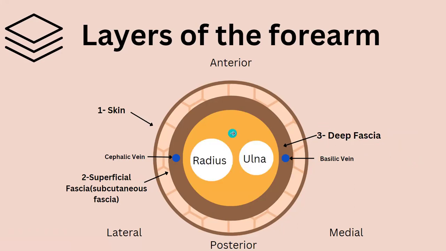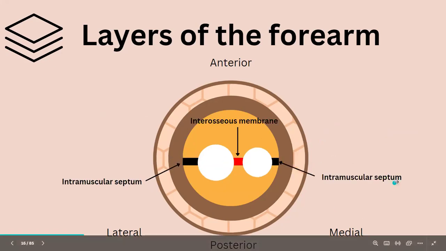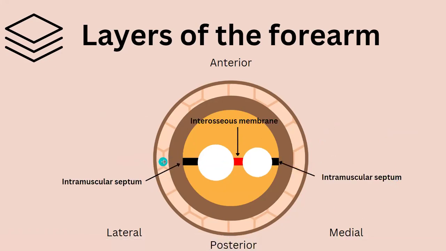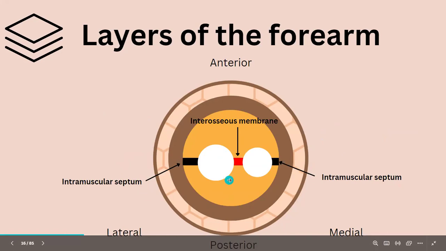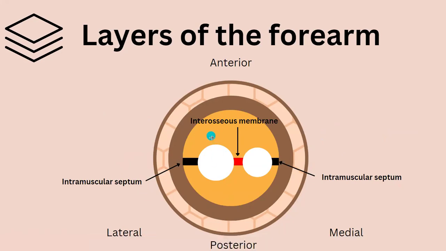Now, we've already discussed this. You have two bones in your forearm. You have the medial bone, which is the ulna, and you have the lateral bone, which is the radius. Now, there's like a small partition differentiating between the two compartments of the forearm. You have the anterior compartment and you have the posterior compartment, and the partition is actually called intramuscular septum.